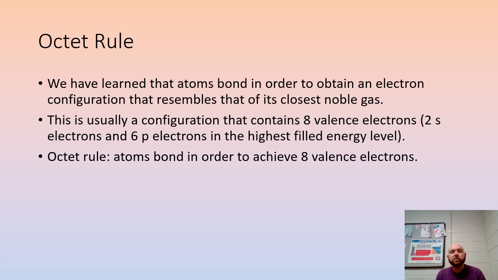As we go through the following examples of atoms bonding together, it's important to keep in mind that atoms bond in order to achieve 8 valence electrons. And so most of these following structures won't be complete unless each atom has a total of 8 valence electrons. This is what is known as the octet rule.